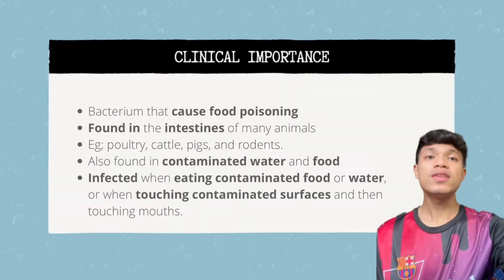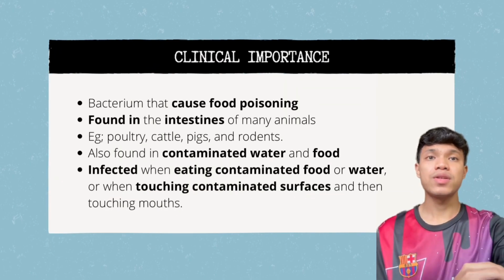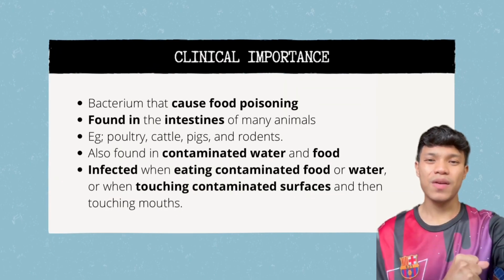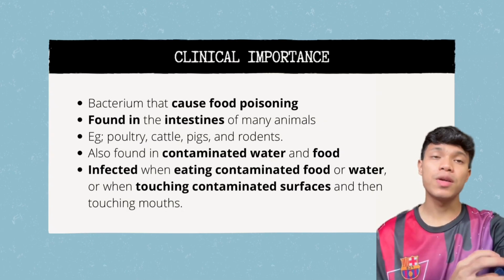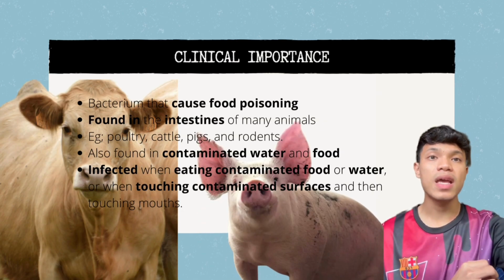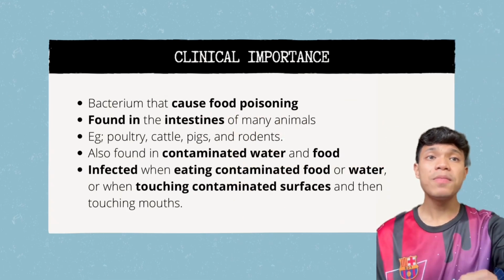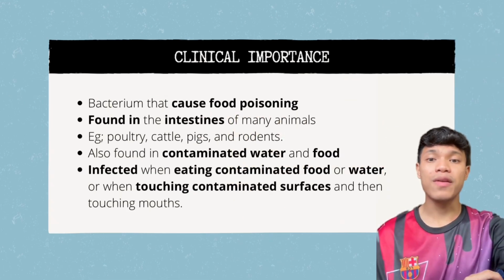Today, I will present about the clinical importance of Salmonella enterica. To begin with, Salmonella enterica is a common bacterium that can cause food poisoning. It is found in the intestines of many animals, including poultry, cattle, pigs, and rodents. Salmonella can be found in contaminated water and food.